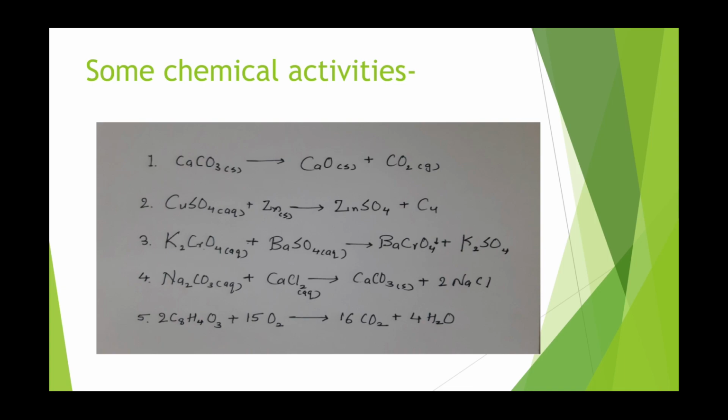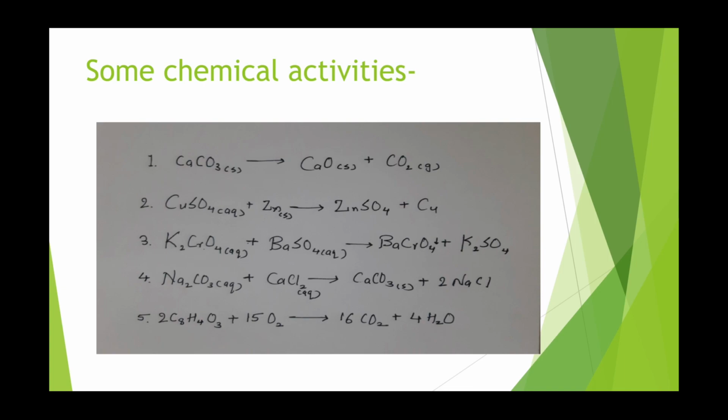Let us move to the third activity. In this, potassium chromate, that is K2CrO4 solution, is added to barium sulfate solution. Here we can observe a yellow precipitate of barium chromate. The reaction is K2CrO4 aqueous plus BaSO4, which is also in solution form, that is aqueous. It gives barium chromate plus potassium sulfate.